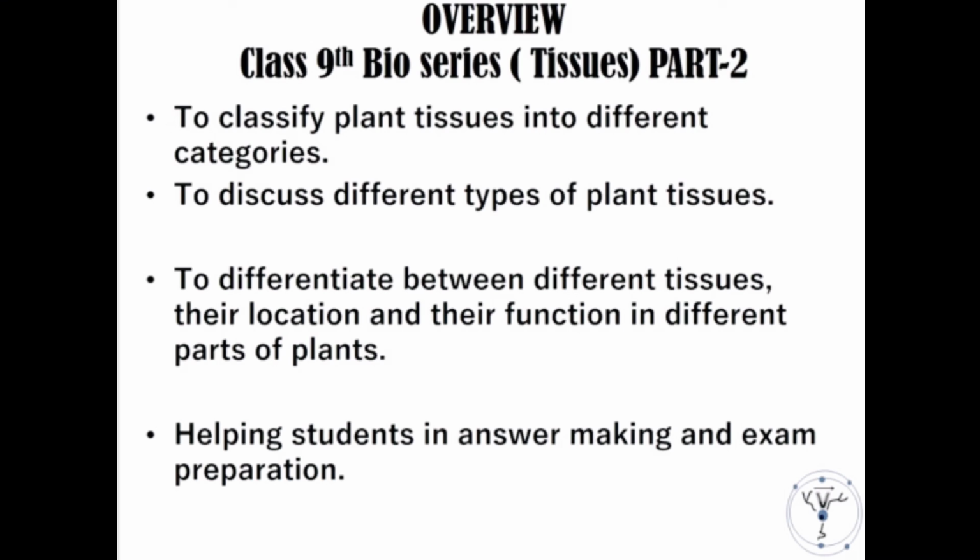Today we will discuss different kinds of plant tissues that are found. We will try to differentiate between them structurally and functionally. We will look out for their location in different parts of the plant. We will help students in getting point-wise knowledge about these parts and their function so that it becomes easy for them to prepare their answer sheets in examinations.